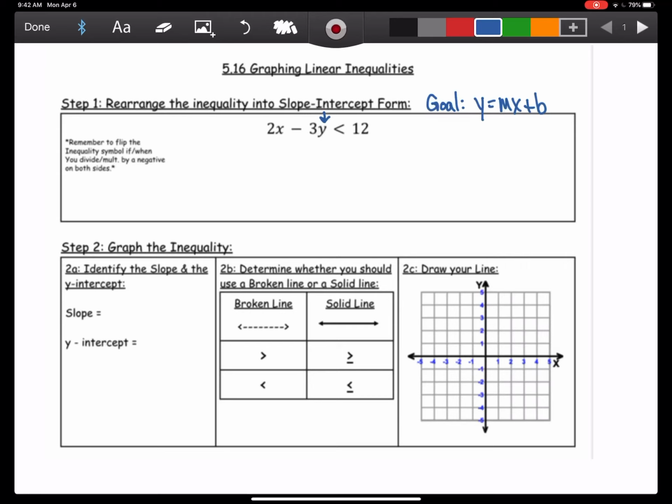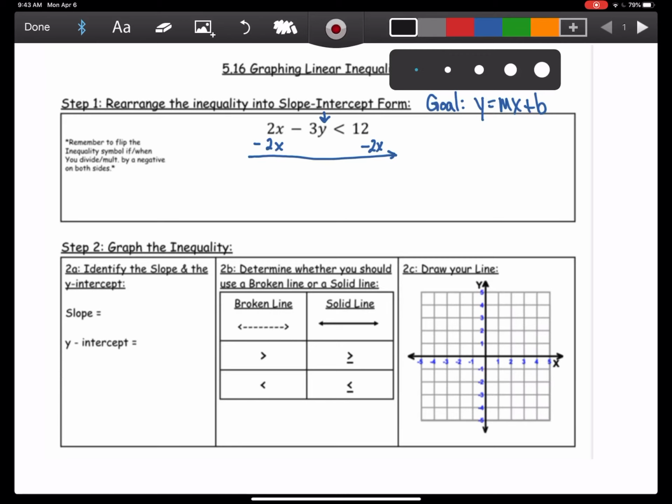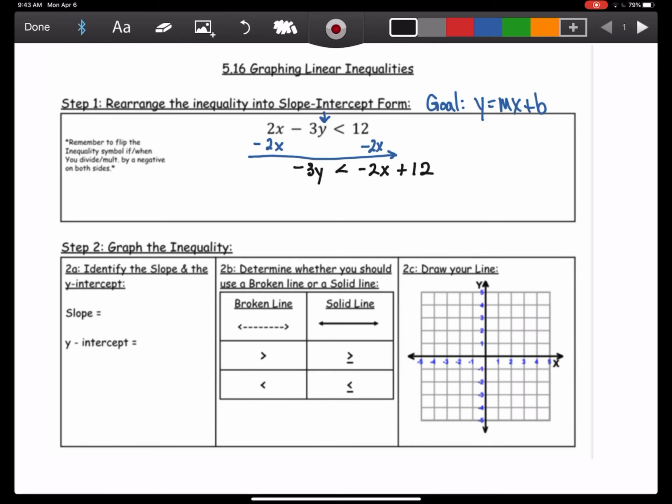Think of this as an equation, but don't throw an equal sign in there because we need to use the inequality symbol. And then solve for y. So we're going to get this 2x over to the right side. Then we can rewrite. I'm choosing to put my negative 2x in front of my constant because that way it looks more like mx plus b.